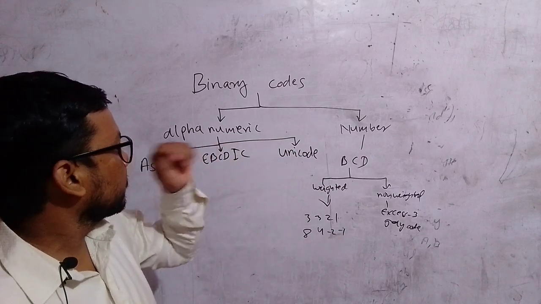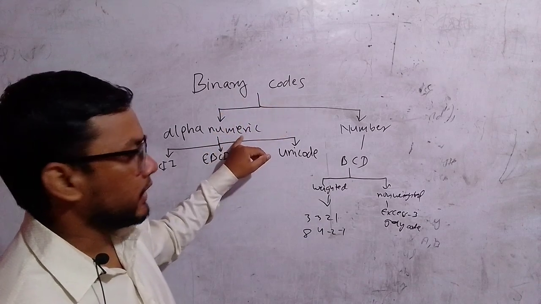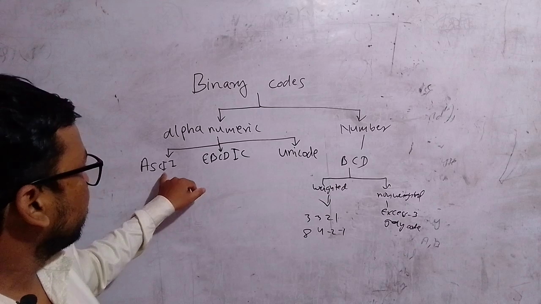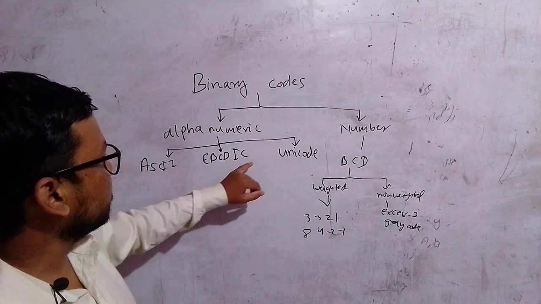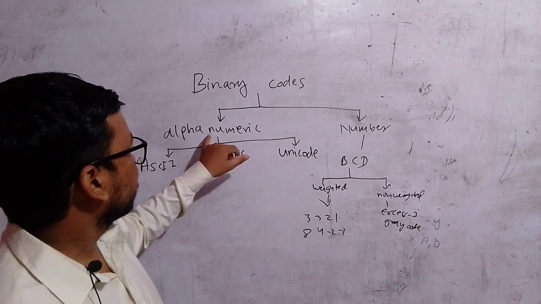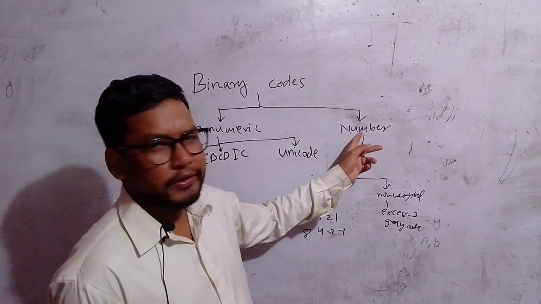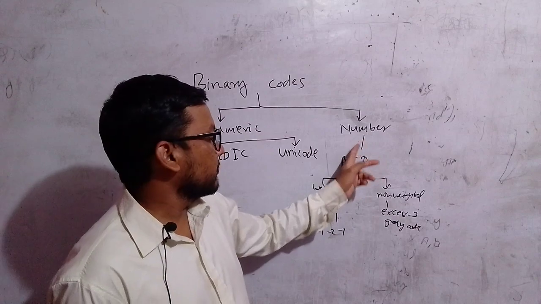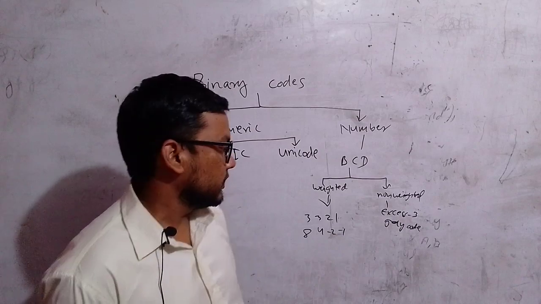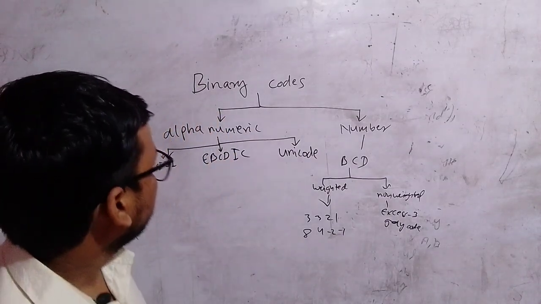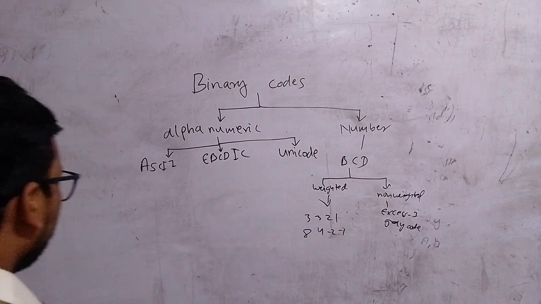Now alphanumeric. How to get the binary code from alphanumeric characters? There are three methods: ASCII, EBCDIC, and Unicode. These are the methods to transfer alphanumeric characters to binary code. And for numbers, how to get the binary equivalent? The method is called BCD, binary coded decimal. Its full form is binary coded decimal. Let's describe each one by one.